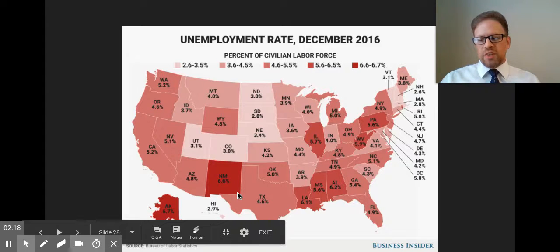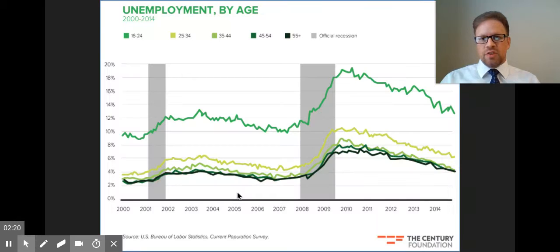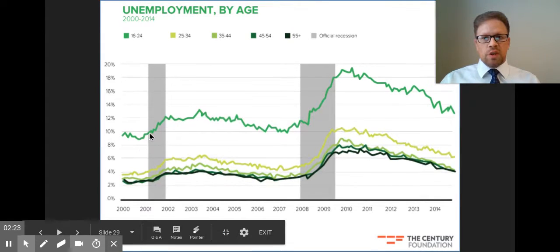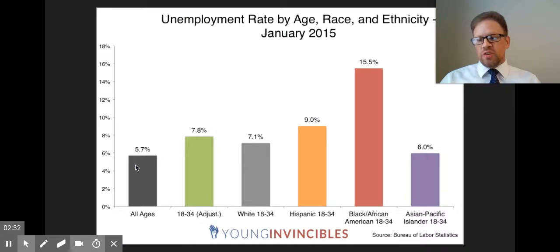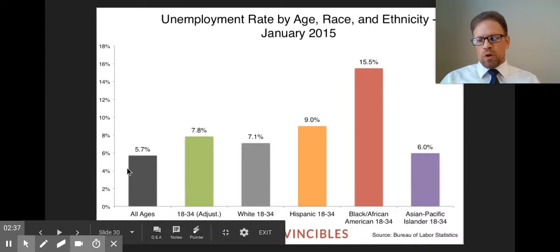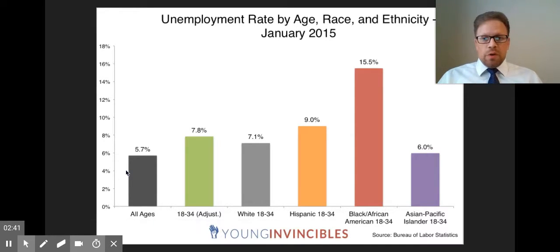Also, unemployment rates tend to vary among different ages. Generally speaking, the younger you are, the higher the unemployment rate is. A lot of that has to do with your job skills. They also vary among races and sexes, and this reflects more discrimination, if we're being perfectly honest. There could be some other parts of that, but discrimination is a part of that.